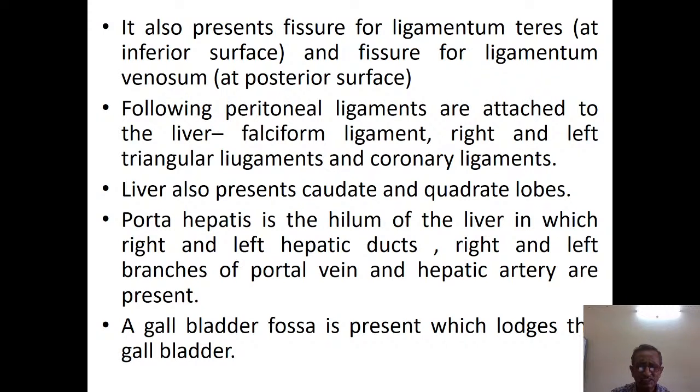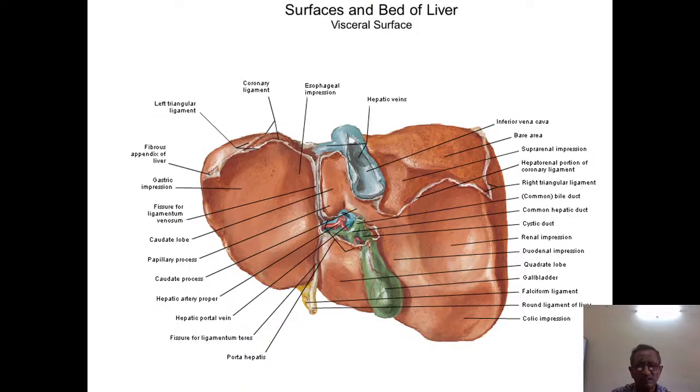A gallbladder fossa is present which accommodates the gallbladder. Here the gallbladder fossa is present on the inferior aspect where the gallbladder is accommodated. This gallbladder fossa you can say is present between the quadrate lobe and right lobe of the liver.